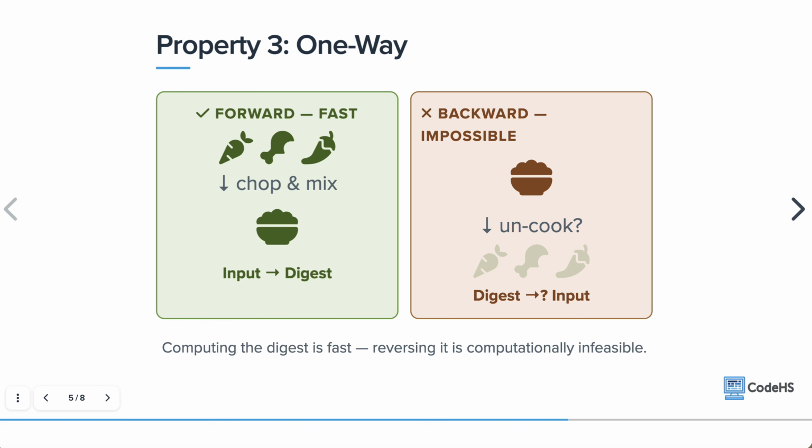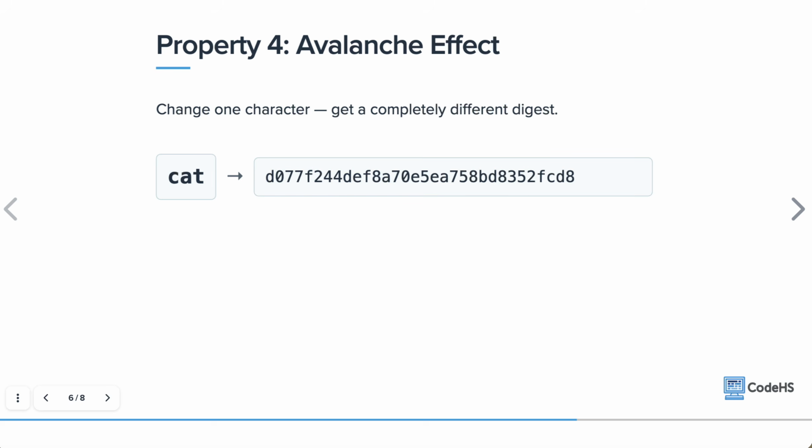You feed in the input and out comes a digest, fast and easy. But you cannot go from the digest back to the original input. That's what computationally infeasible means.